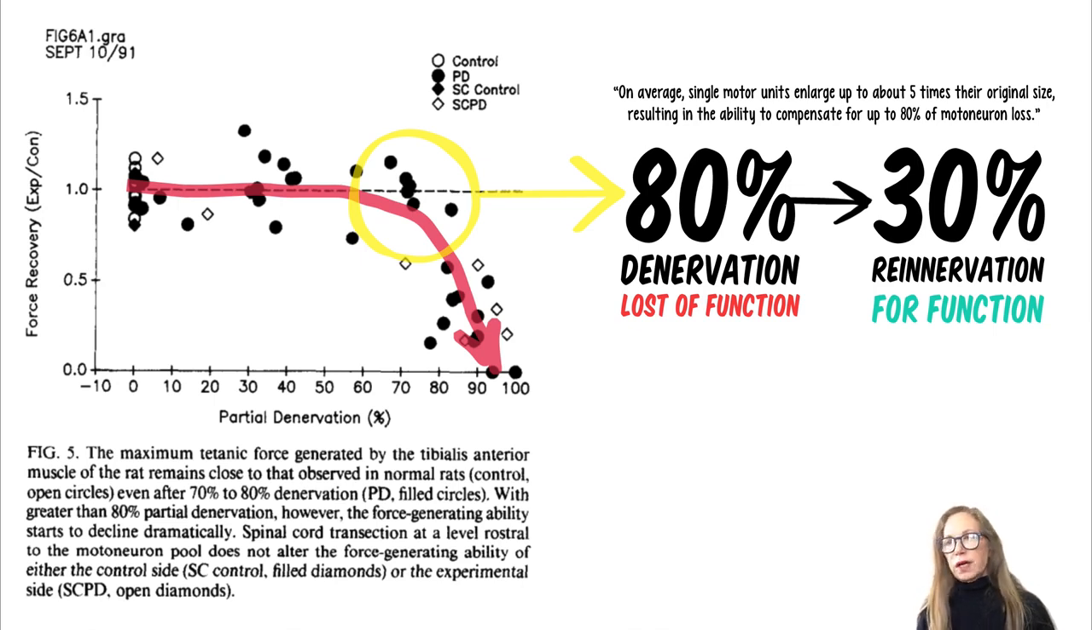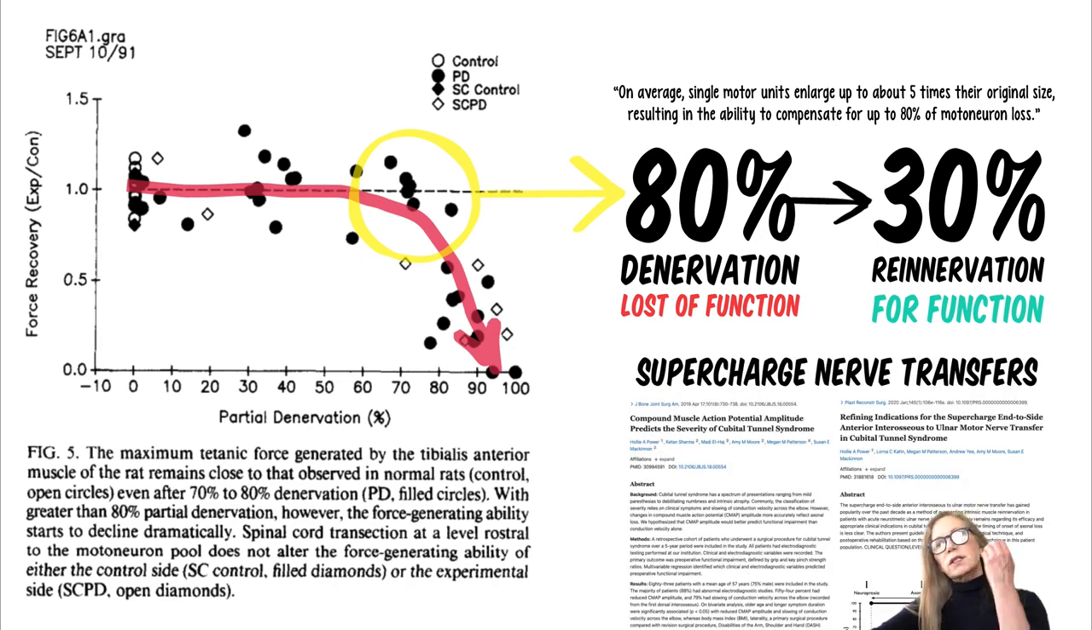Therefore, in order to get recovery, we only need to recover about 30% of the axons to get back up on the plateau. So on average, a single motor unit can enlarge up to 5 times the original size, resulting in the ability to compensate for up to 80% of motor neuron loss. Patients with cubital tunnel will be fine until bang, off they go off the edge. When we're doing nerve transfers, what we're trying to do is to get the patients back up onto the plateau.